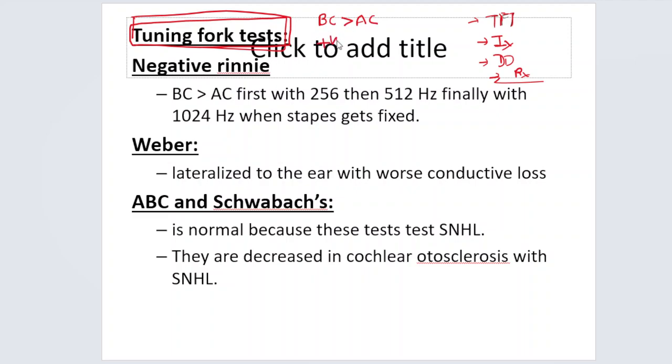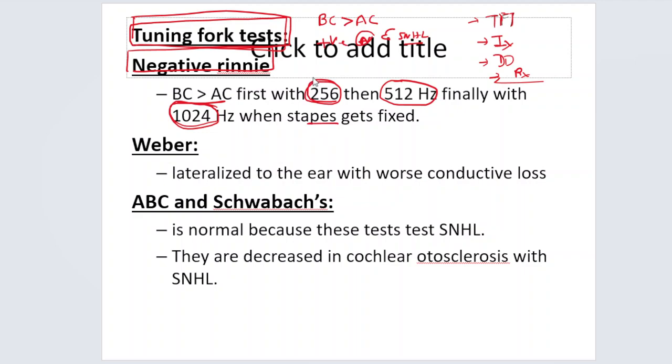In normal patients and in patients with sensorineural hearing loss, you will have a positive Rinne. But here in conductive hearing loss, you will have a negative Rinne, which means bone conduction is better than air conduction. Because it is a slow and insidious process, initially the 256 Hz tuning fork becomes negative. 512 will be positive, then 512 and 1024 will be positive, then 512 starts becoming negative, and finally, as the lesion progresses over a period of many years, the 1024 also becomes negative when the stapes is fixed.